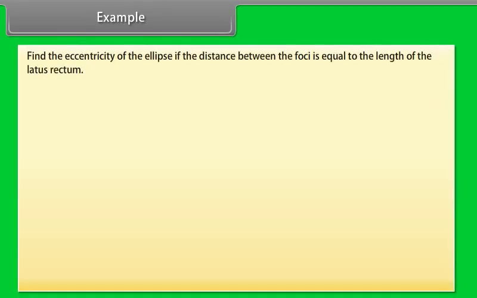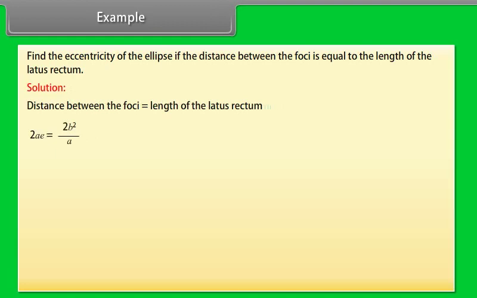Example: find the eccentricity of the ellipse if the distance between the foci is equal to the length of the latus rectum. Solution: distance between the foci is equal to the length of the latus rectum. 2ae equals 2b squared upon a, or ae equals a squared into (1 minus e squared) upon a, or e equals 1 minus e squared, or e squared plus e minus 1 equals 0.